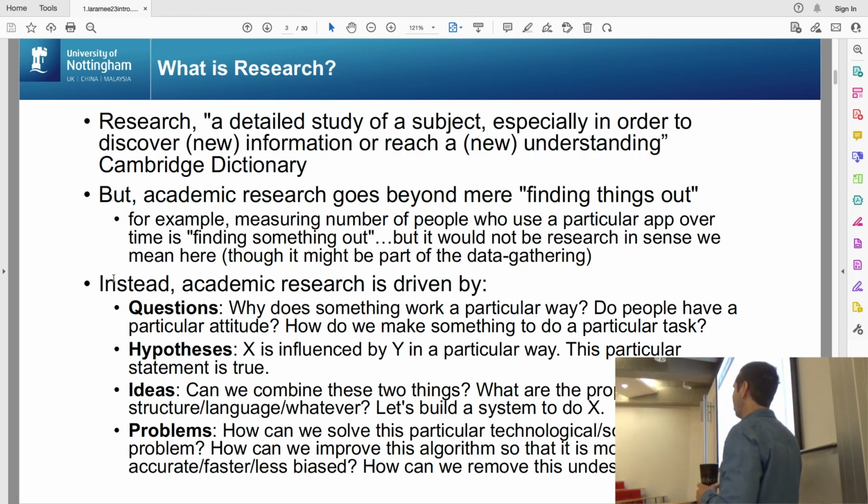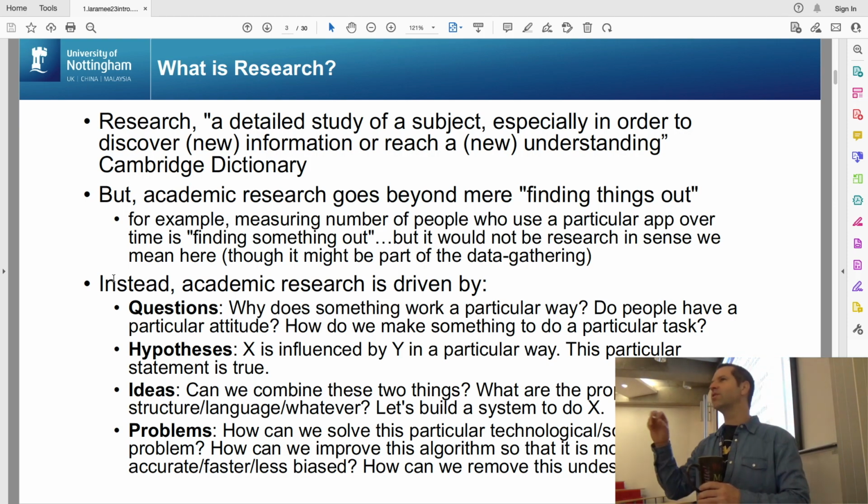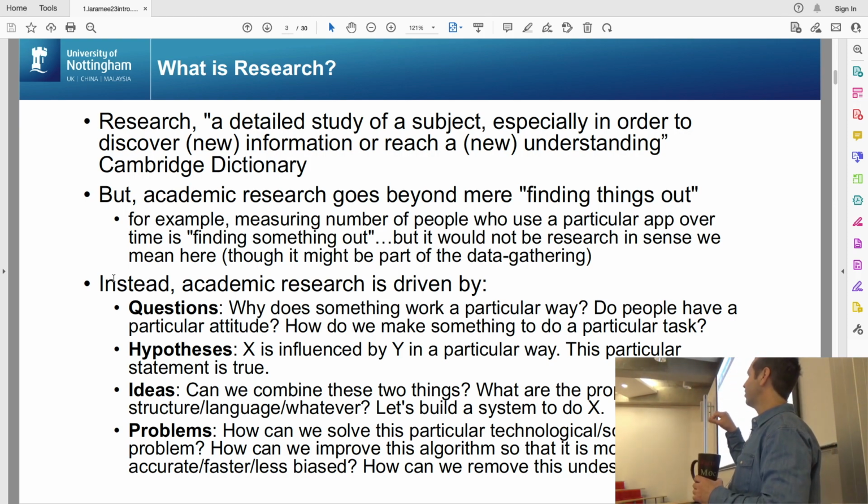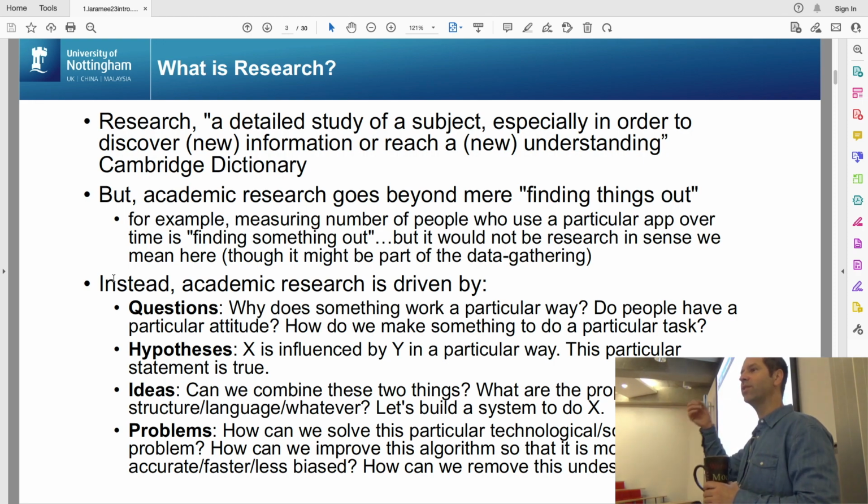We might have a hypothesis, that's a statement. Like, I think students don't like 9 a.m. lectures. That's a hypothesis. And then you go out and test that hypothesis. Anybody know how you would test that hypothesis? One possible way?